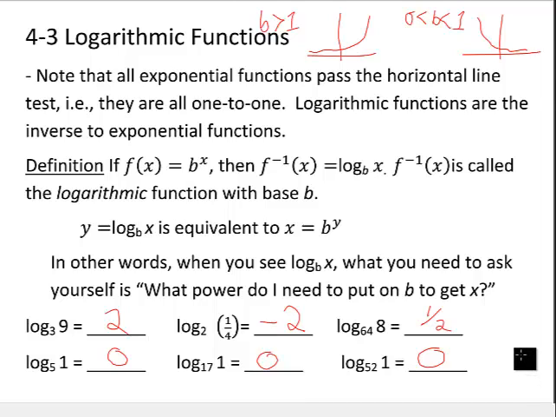One thing I should keep in mind is that since these logs are defined as inverses to exponentials, we have the same restrictions for logs. For logs, b either has to be bigger than 1 or between 0 and 1. Okay? Okay, moving on.